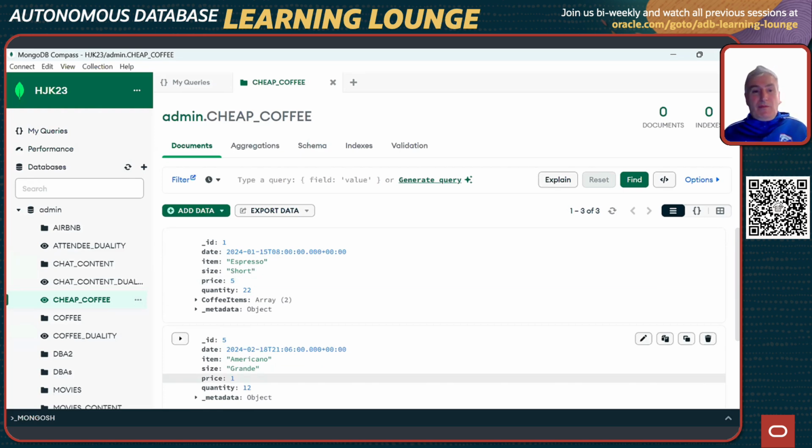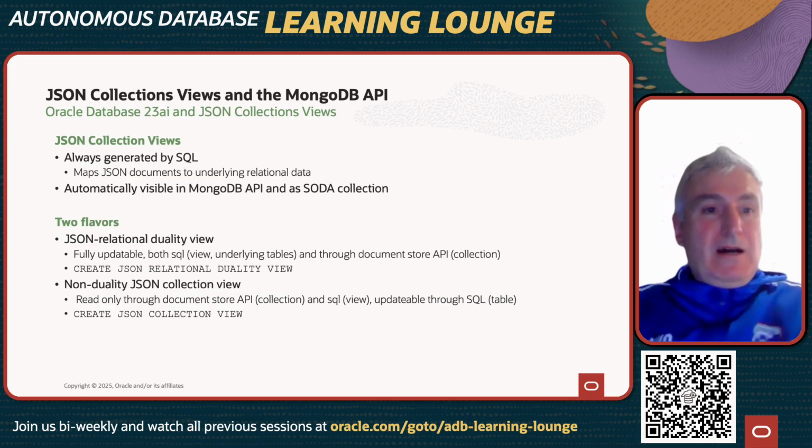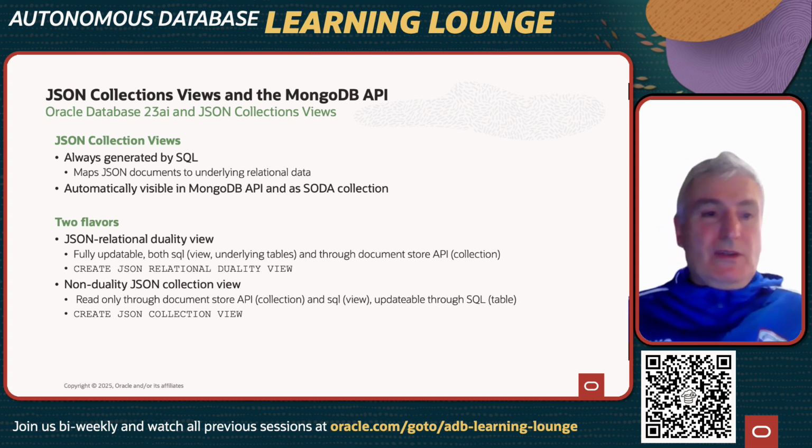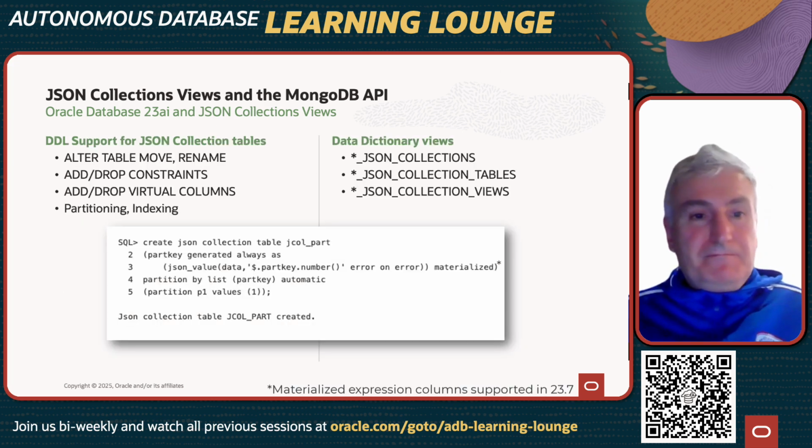Going back to the PowerPoint presentation, JSON collection views, important for them. They're always generated by SQL. Second, they're read-only. So the one that I created, it's a read-only view. And as I showed you now, they're automatically visible in the API. And also I saw the collections. And of course, there are two flavors, the duality views and the non-duality collection views.